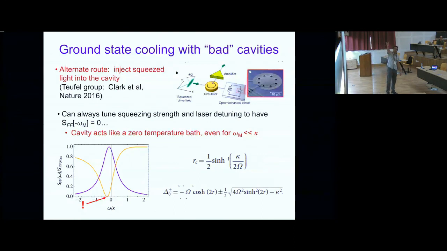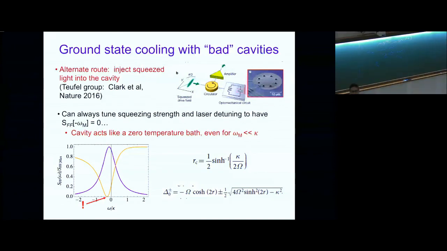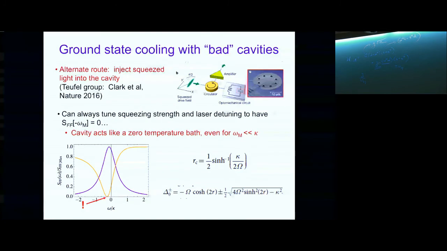The idea is if I take my standard optomechanical system, standard coupling, cavity frequency depends on X, and I send in just the right amount of squeezed light in addition to this large coherent tone, well, then you end up getting, if you tune things just right, a kind of Fano-like interference that completely suppresses the emission noise. So here's another case where even though your mechanical frequency is much smaller than the line width of the cavity, it's possible to cool to the ground state by using the right amount of squeezing.